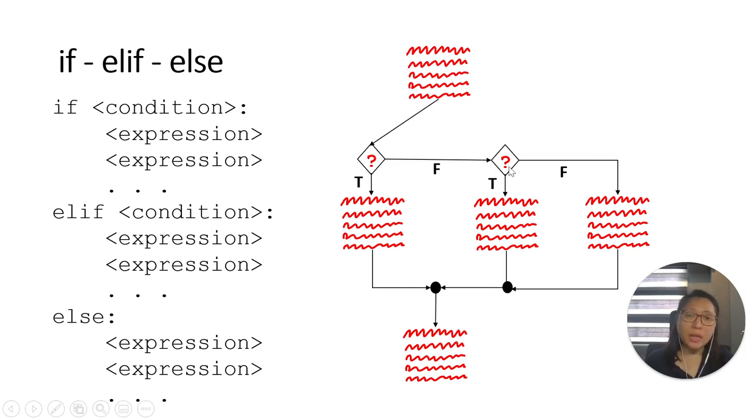Also, take a look at this one. If the answer to this condition is true, and the answer to this condition is also true, this is chosen or executed. So it chooses the first code block that has answered true on a condition. So even if this is true, but if this comes first and it is true, this first code block is executed.